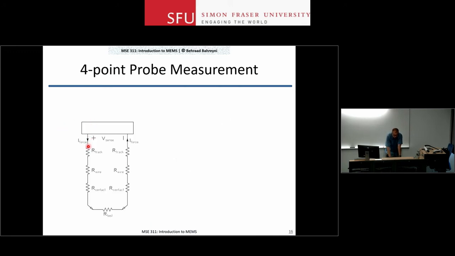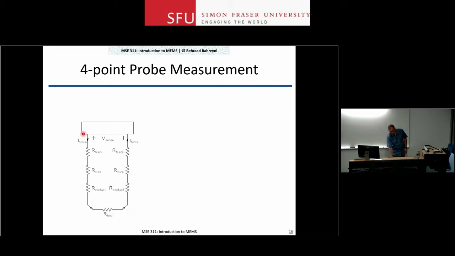Between your I force and R test, you have a PCB track. It has some resistance. The lead that goes from your measurement system to your resistor has some resistance. Once that probe touches a pad or another wire or whatever, there is a contact resistance between the two sides of that junction. So all of these appear in series with your R test, right? And then you have basically a similar set on this side.